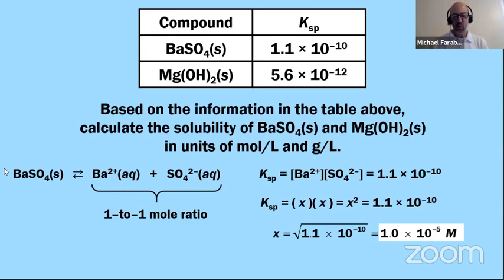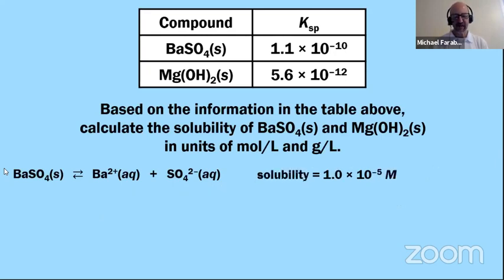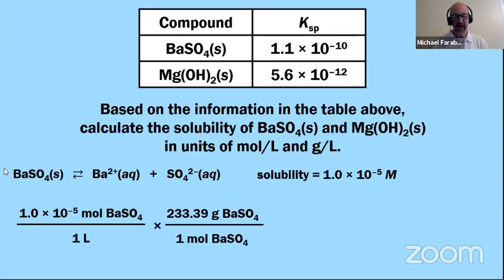Now, how do I take that 1 times 10 to the negative 5 and convert that into grams? Well, as I said, you have to calculate the molar mass of barium sulfate. And if we do that, the moles cancel out, and I now have grams per liter. Again, this is not insoluble, but slightly soluble. So about 2.3 milligrams of barium sulfate per liter at room temperature.